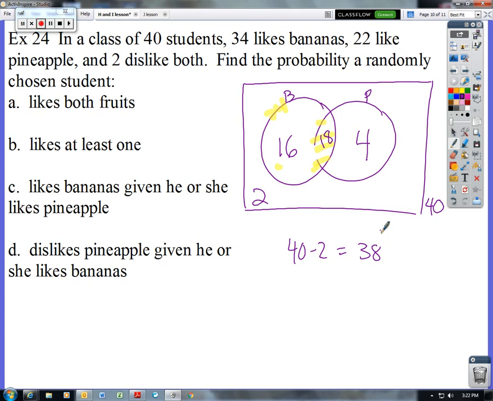The probability that a randomly chosen person likes both, well, that's going to be 18 out of 40. And you know what? Just to save your time, I'm not going to bother reducing these. Probability they like at least one.